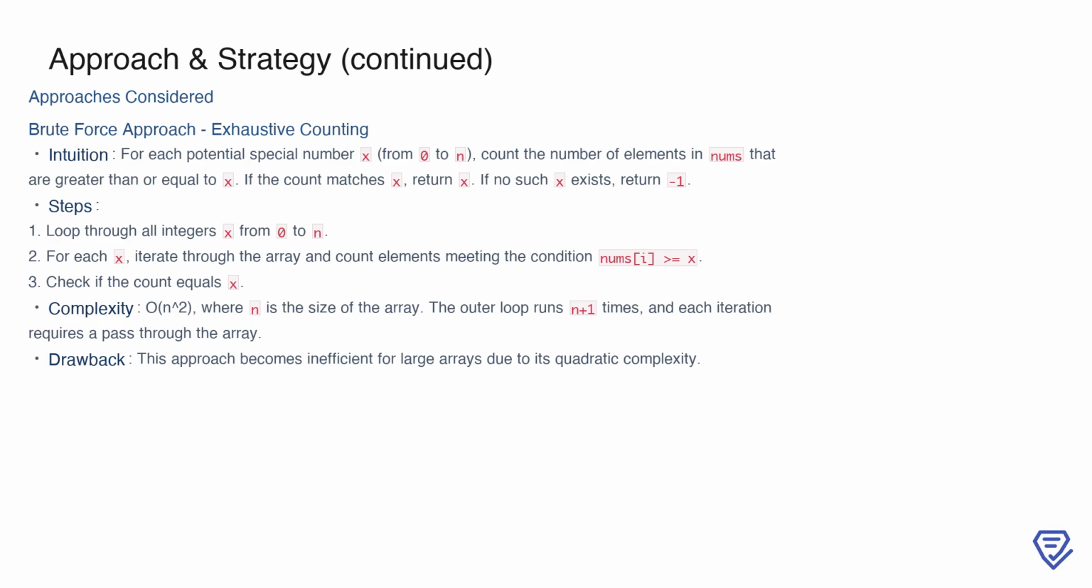The process involves looping through every possible x and, for each one, iterating through the entire array to count elements that satisfy the condition nums[i] >= x. While this method is conceptually simple, it has a time complexity of n squared, due to the nested loops. This quadratic complexity makes it inefficient for larger arrays, as the runtime increases significantly with the size of the input.